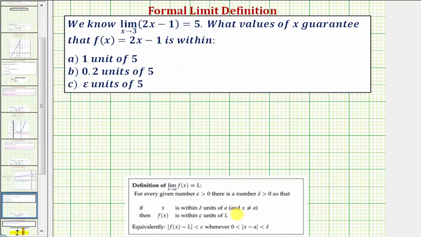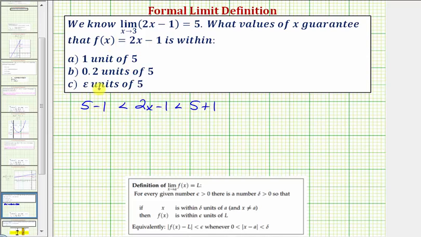Before we review this though, if we want to know for what x values f of x is within 1 unit of 5, we can set this up as a compound inequality. We want to know when the quantity 2x minus 1 would be less than 5 plus 1 and greater than 5 minus 1. So if we solve this compound inequality for x, we can determine for which x values f of x is within 1 unit of 5.